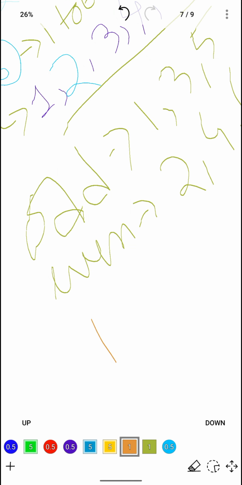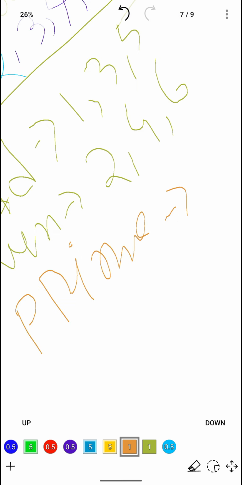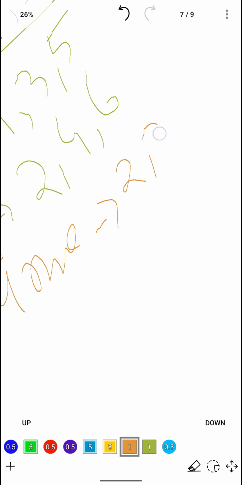Last one, prime numbers. How many prime numbers are here? There are 3 prime numbers, 2, 3 and 5. For those of you who don't know the meaning of prime number, a prime number is a number which has factors 1 and the number itself. And there is no other factor of that particular number.